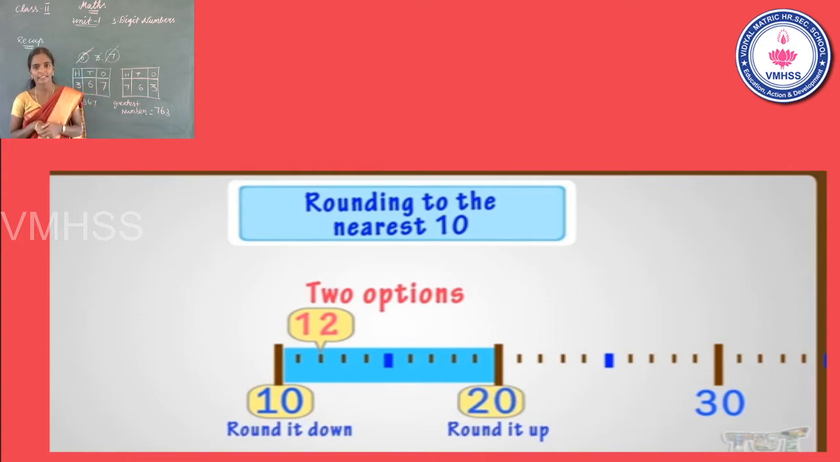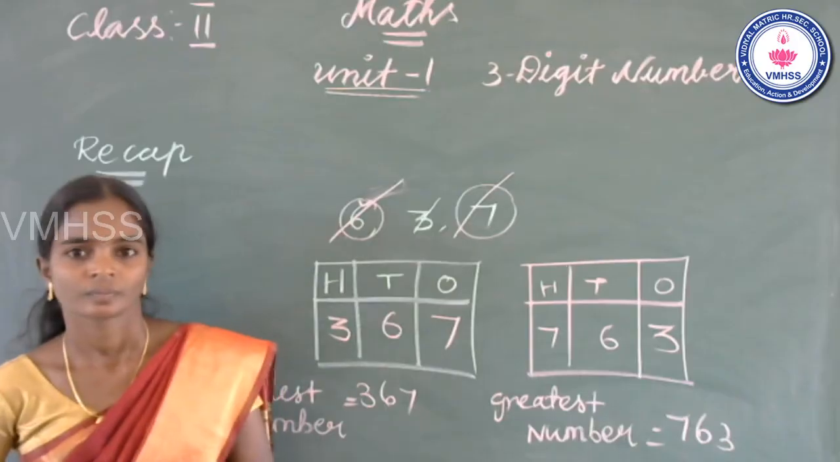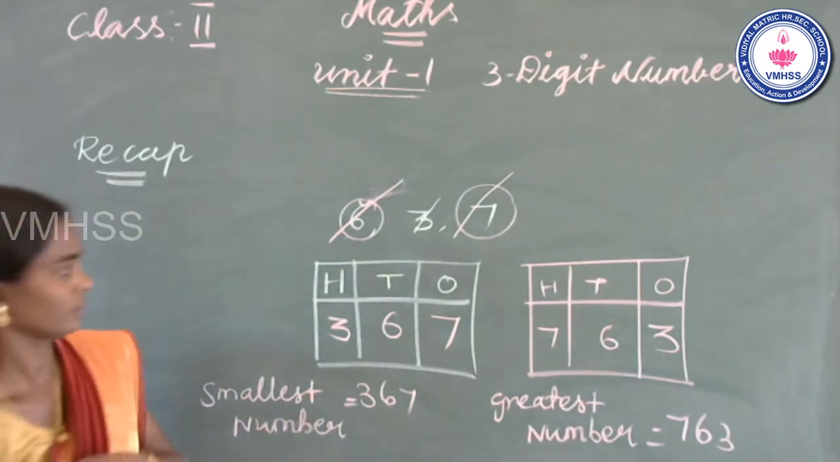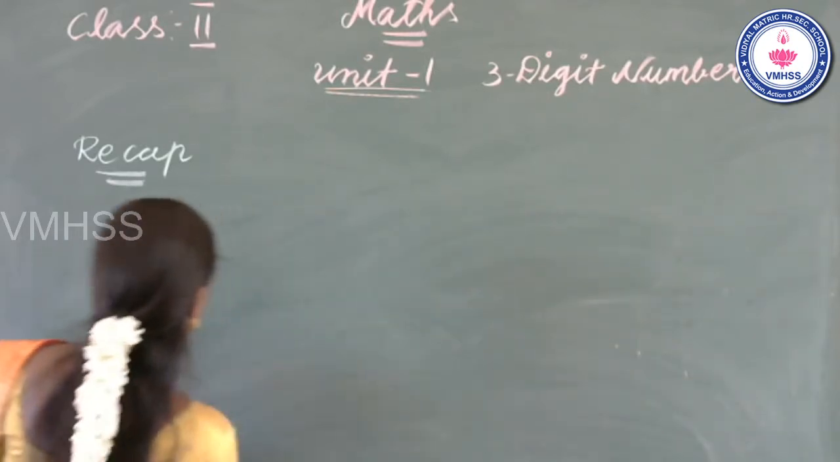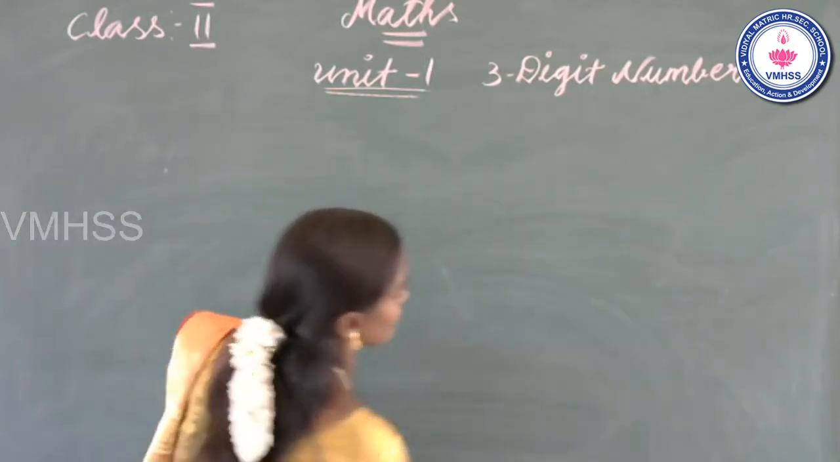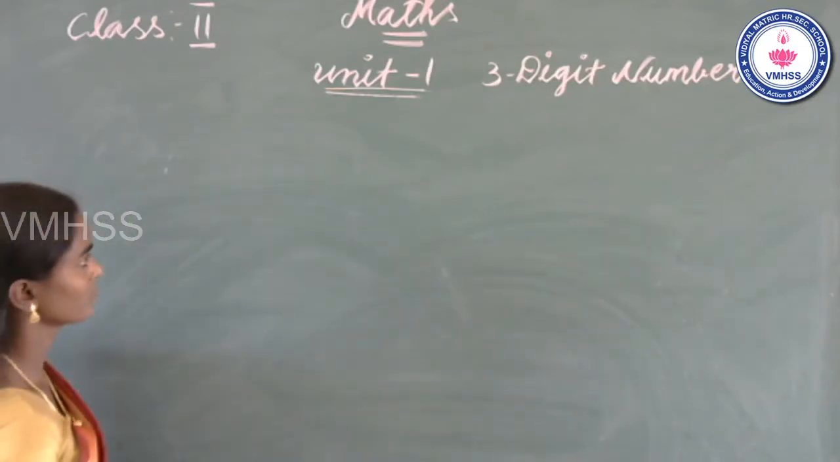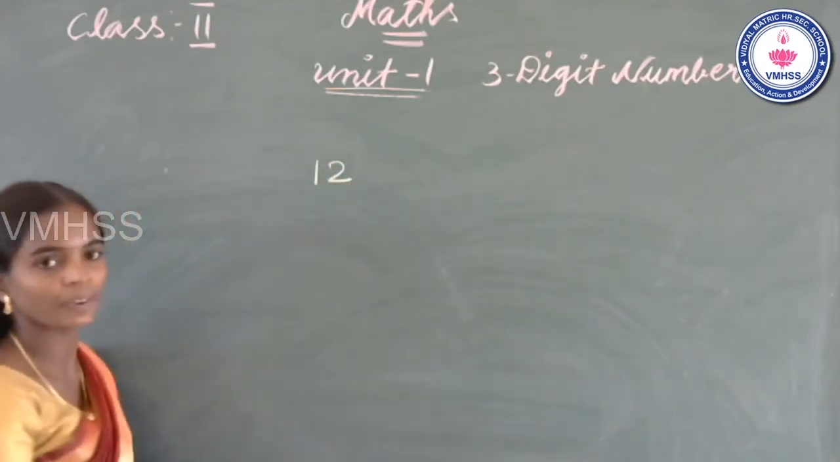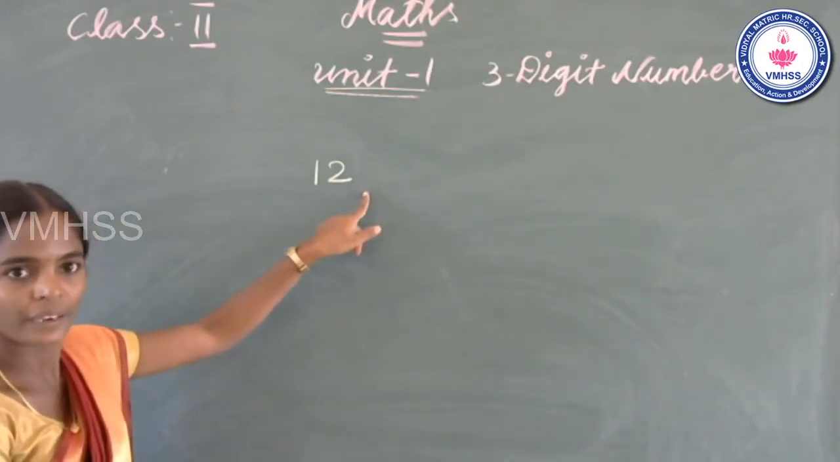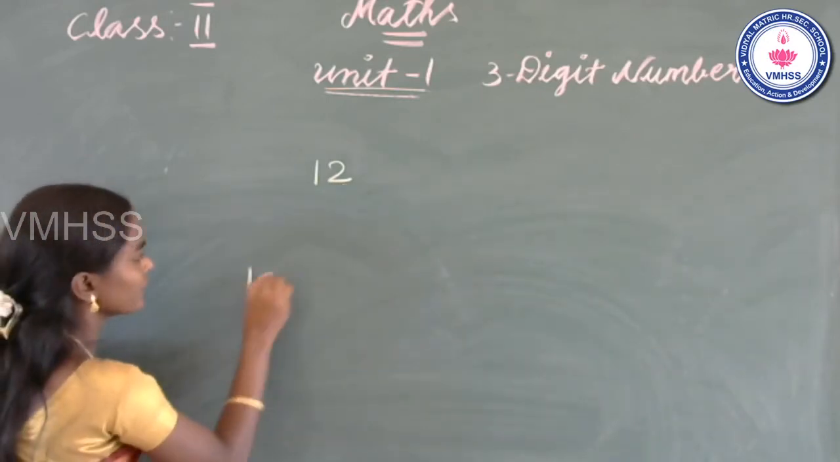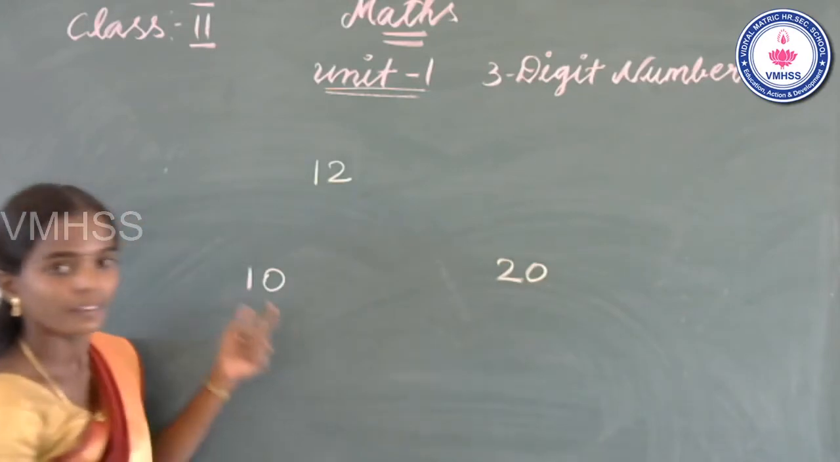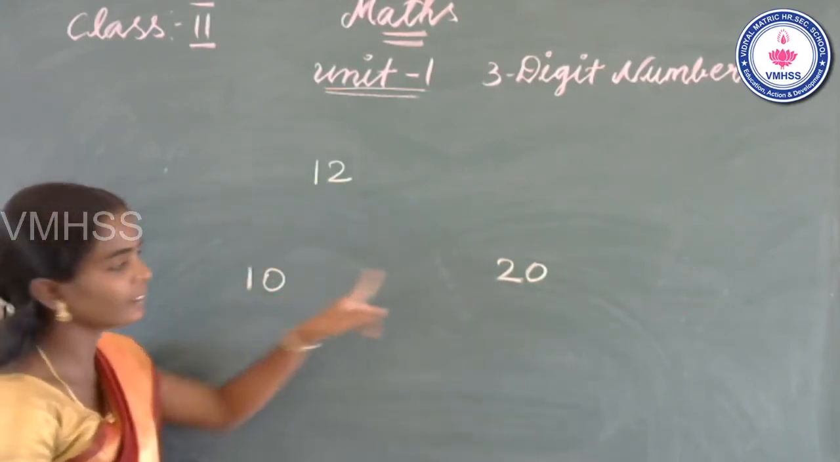First we take the number 12. Children, look at the board now. Listen, first we take the number 12. So 12 comes between 10 and 20.